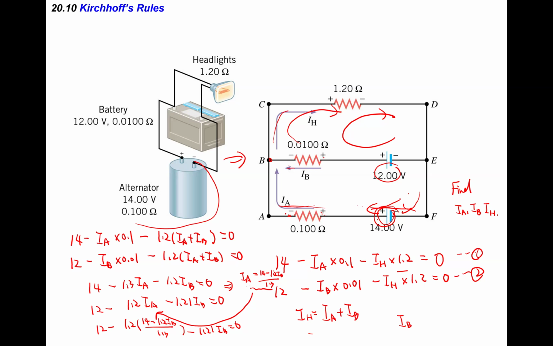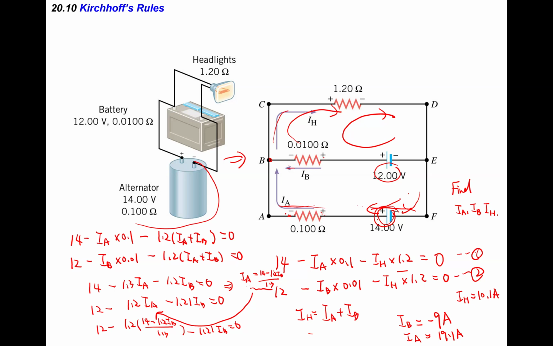Your IB will be, what I got is negative 9 amp, and your IA will be equal to 19.1 amp, and then your IH will be equal to 10.1 amp. Okay, so this is the calculation. There is some algebra here that you have to go through, but this is the answer, and you can do the calculations later, okay? Because the calculation is not that easy.